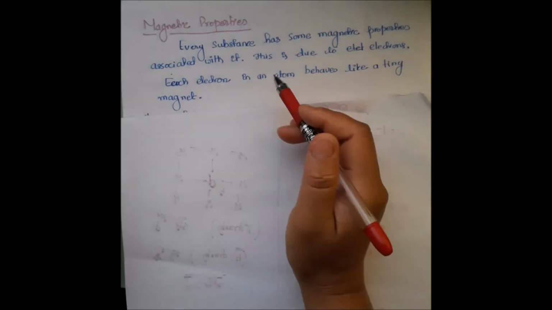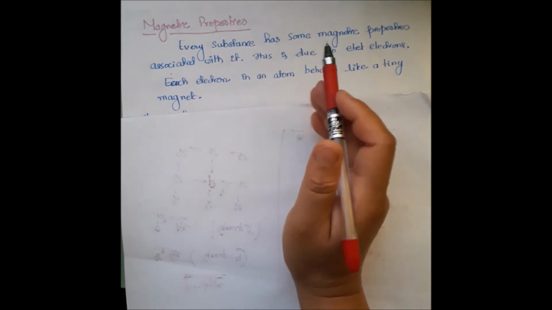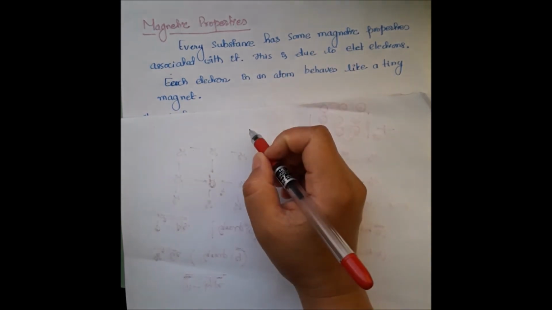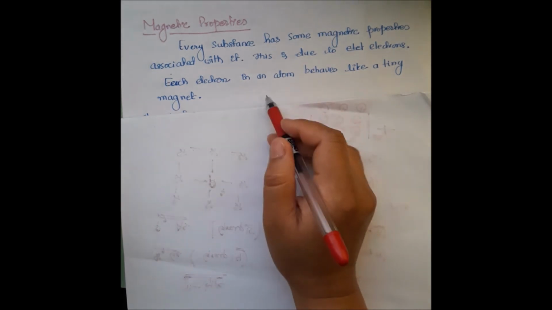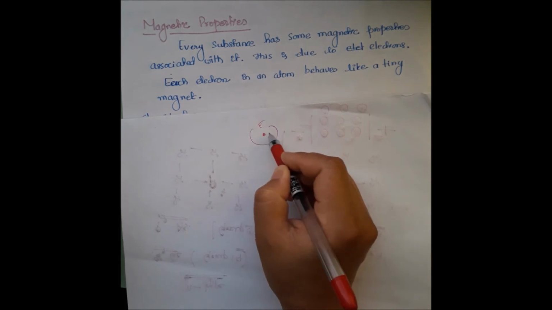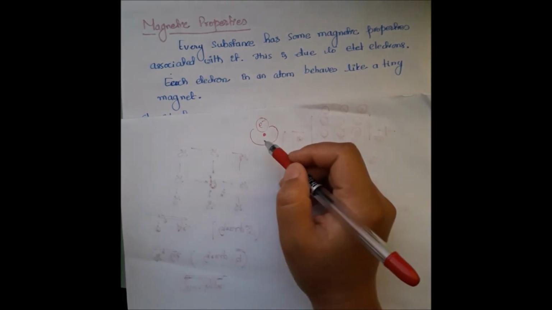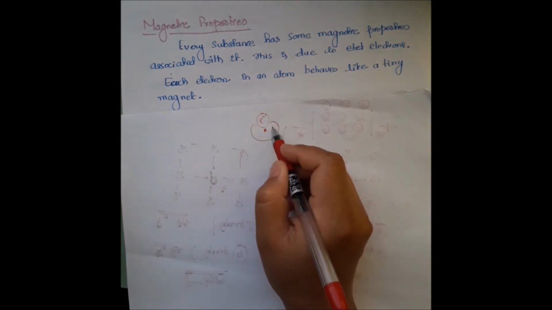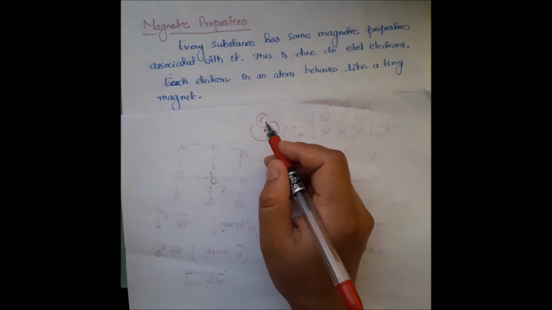So next we'll be talking about the magnetic properties of materials. Every substance has some magnetic properties associated with it, and these properties are because of the electron. Why? The electron behaves like a tiny magnet. Because it has charge, it revolves around the nucleus, and at the same time it spins around its own axis. These two motions, revolving around the nucleus and rotating along its own axis, give rise to magnetic moment.